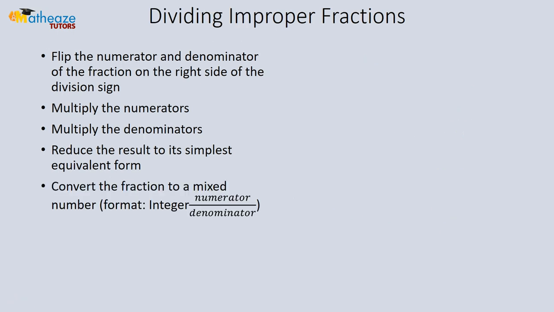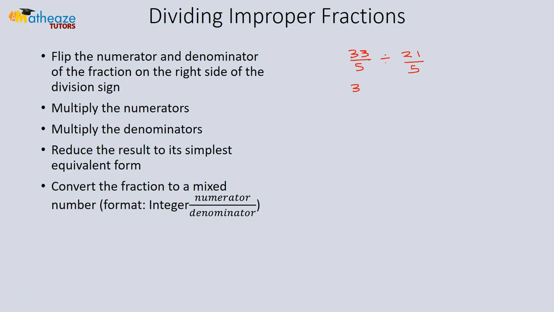Now we go over to dividing improper fractions. So an example here would be 30 over 5 divided by 21 over 5. So here's what we're going to do.